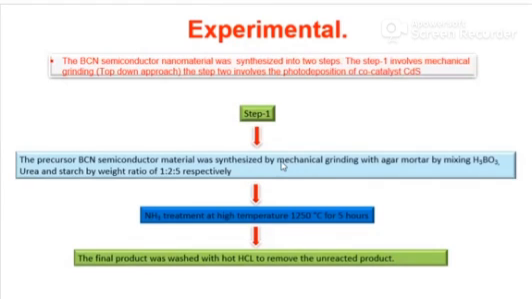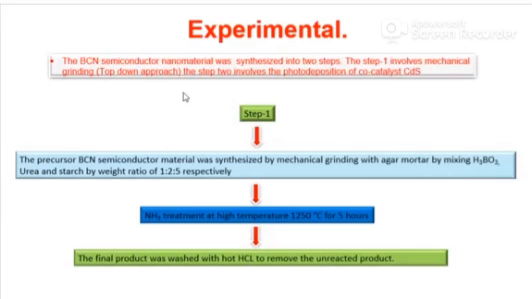for the synthesis of the photocatalyst is divided into two parts. Part A involves the synthesis of the precursor BCN material, or we can say the semiconductor material. Step one involves mechanical grinding as a kind of top-down approach. The precursor BCN semiconductor was synthesized by mechanical grinding with an agate mortar, mixing boric acid, urea, and starch in a weight ratio of 1:2:5 respectively.